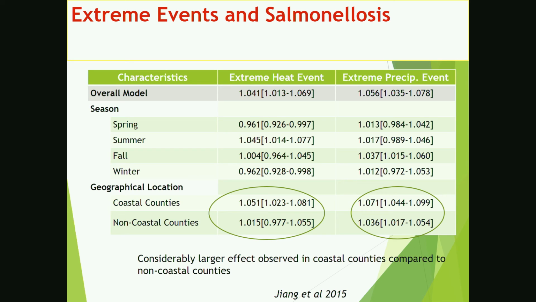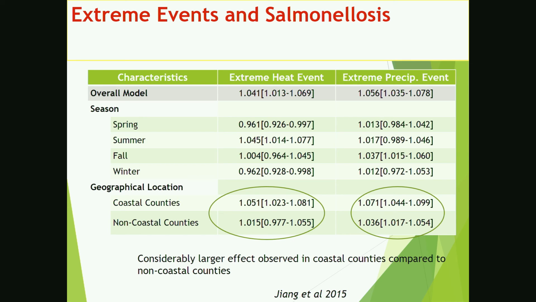We did the same thing for salmonellosis, salmonella infection, and we saw a risk associated with extreme precipitation events as well as extreme heat events. Extreme heat increased the risk of salmonella infection by 4%, and extreme precipitation by almost 6%. But what was really interesting is we divided Maryland into coastal counties and non-coastal counties, as defined by the DNR. In the non-coastal area, you don't see an effect of extreme heat on salmonella infection, but in the coastal area, there's a 5% increase.